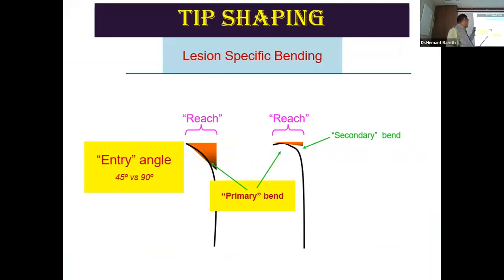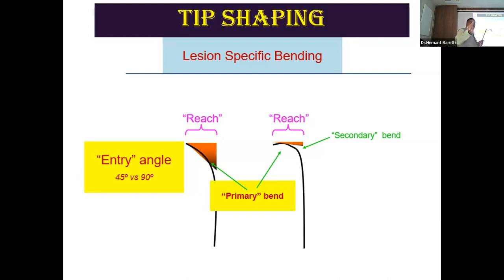So basically, you have to look at three things. One is the entry angle. And entry angle is the angle through which the wire enters the lesion. So if this is the lesion, the wire enters through the lesion.